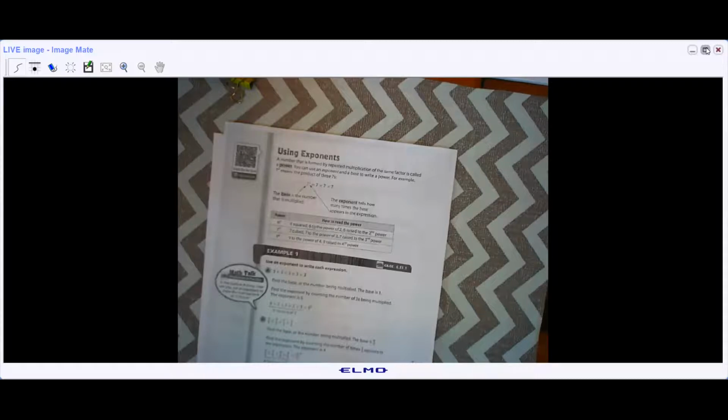The base is the number that's multiplied, and the exponent tells how many times the base appears in the expression. So use an exponent to write each expression. An expression is a mathematical equation that has no equal sign. So it's not a math problem, it's a math expression.